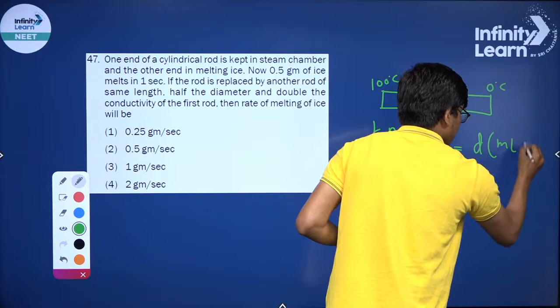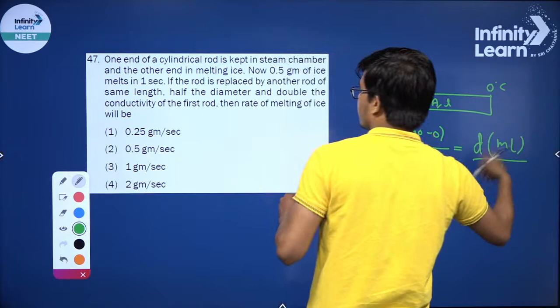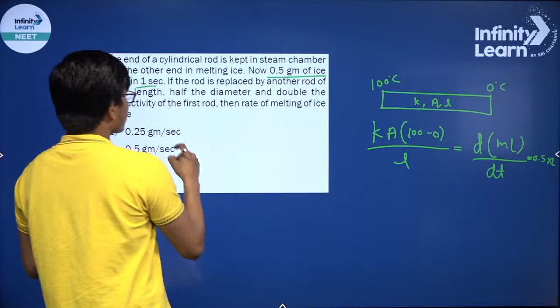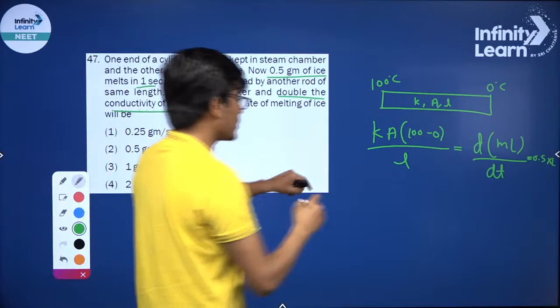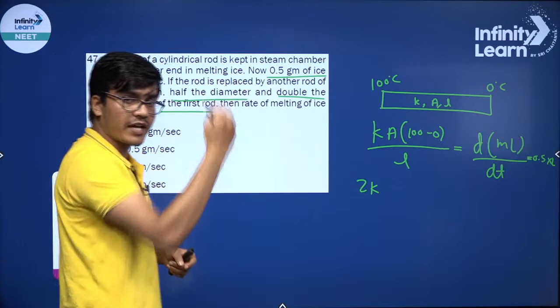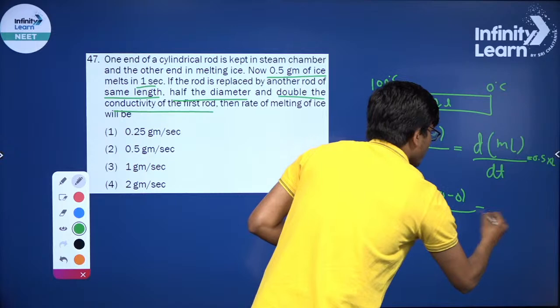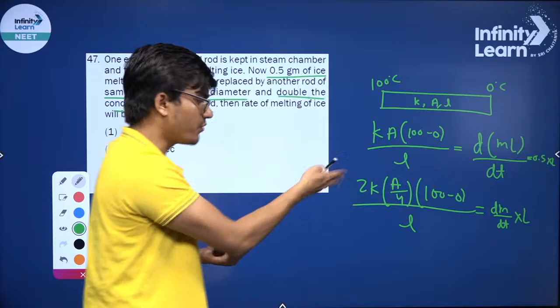M into L. So this dm by dt for the first case is 0.5 gram in 1 second. So you can write 0.5 into L. But in the second one, the thermal conductivity is double that of the first rod. So thermal conductivity is 2 times. But what about area? Half of the diameter. So diameter is getting half, which means area will be 1 by 4. This is again 100 minus 0 divided by the same length. So length is the same. I need the new dm by dt, and L is 80 calorie per gram for the ice. That will be the same in both cases.